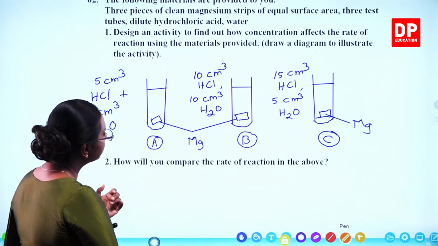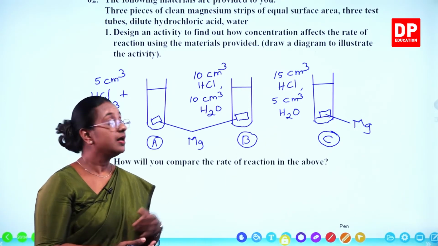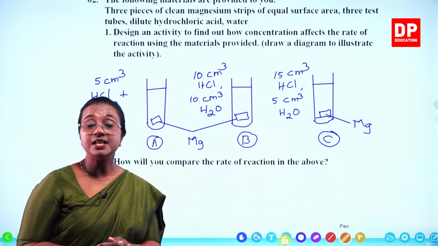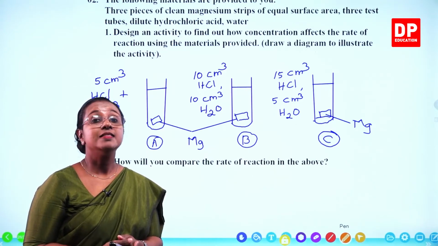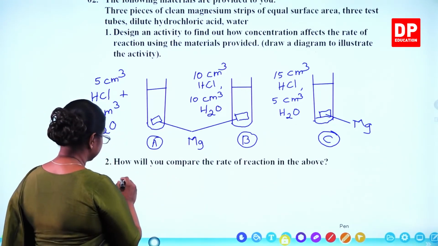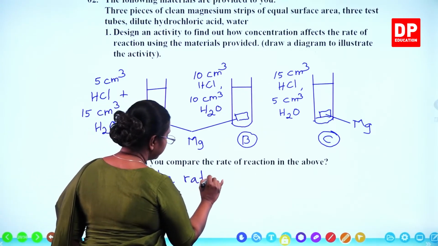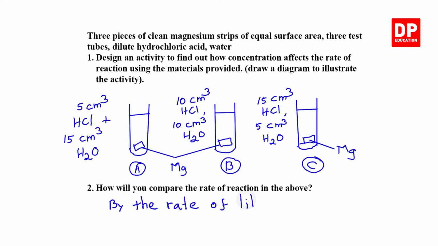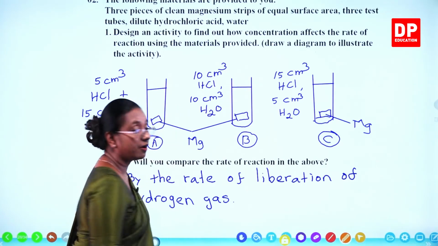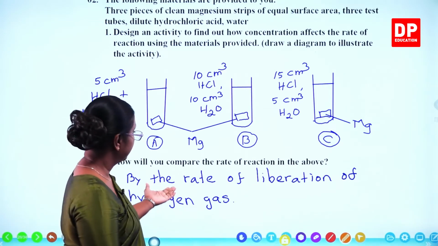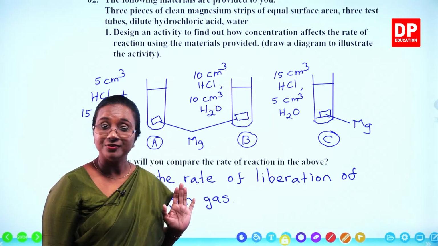How will you compare the rate of reaction in the above? Magnesium and hydrochloric acid, hydrogen gas will be evolved. The rate of liberation of hydrogen gas. You can even say rate of fizzing of hydrogen gas. Anything is fine. Is that okay, students?